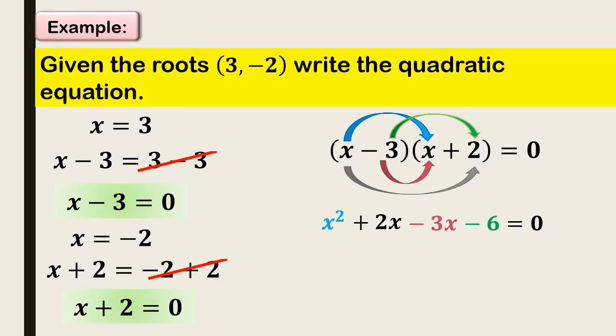Let's combine the terms with the same variable and the same exponent. So, the only like terms here are 2x and negative 3x. What do we do with the terms that can't be combined? Just copy. So, x squared, simplify 2x minus 3x. So, 2x minus 3x, the answer is negative x. Copy negative 6 equals 0. So, therefore, the quadratic equation of the roots 3 and negative 2 is x squared minus x minus 6 equals 0.